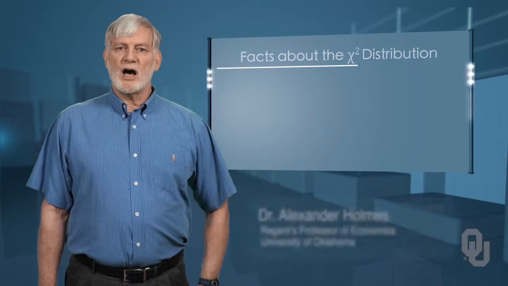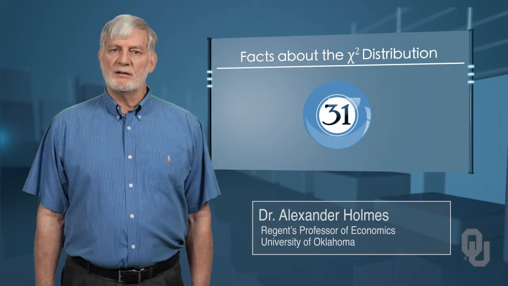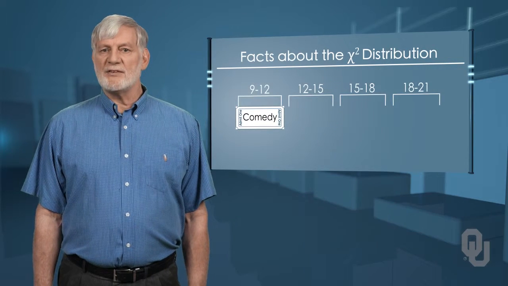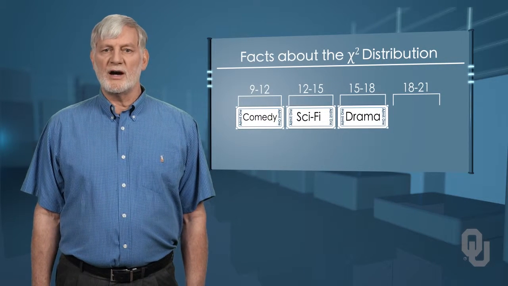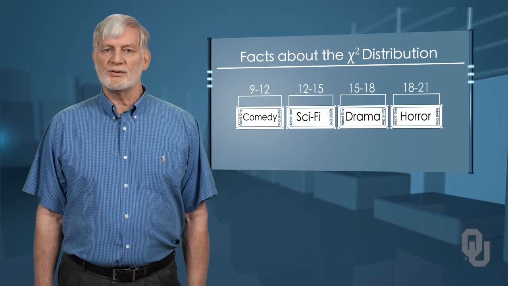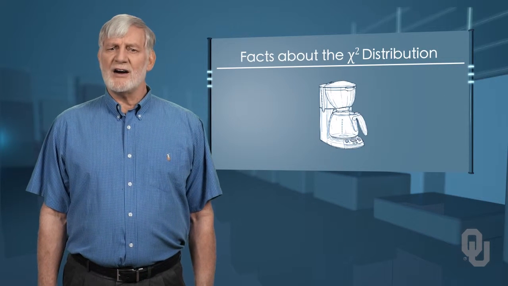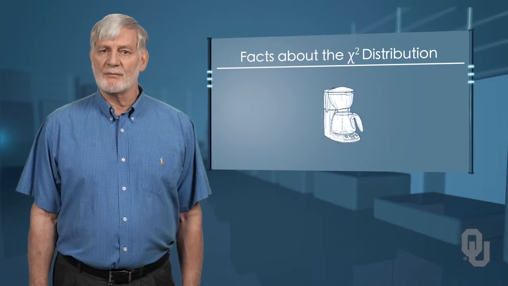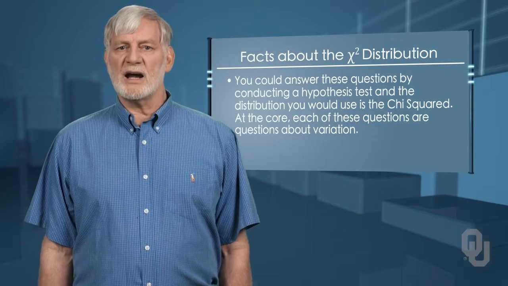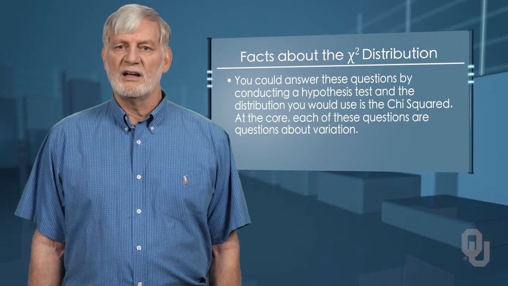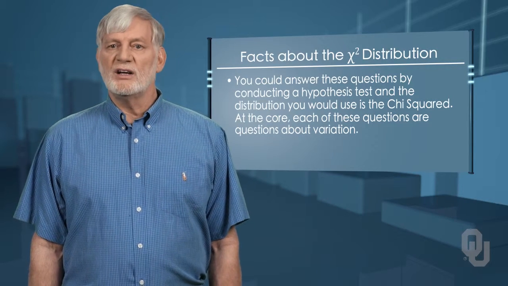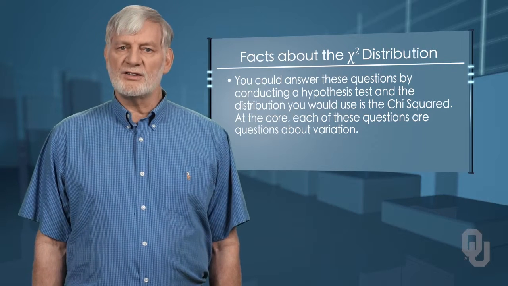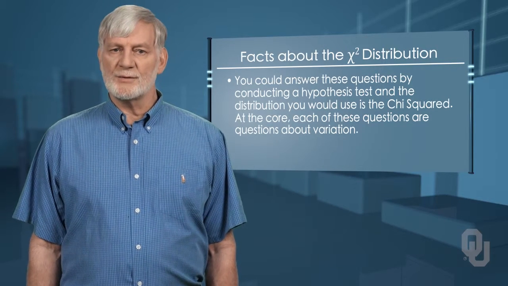Have you ever wondered if lottery numbers are uniformly distributed, or if some numbers occur with greater frequency? How about if the types of movies people prefer are different across different age groups? What about if a coffee machine was dispensing approximately the same amount of coffee each time? You could answer these questions by conducting a hypothesis test, and the distribution you would use is a chi-square. At the core, each of these questions are about variation.